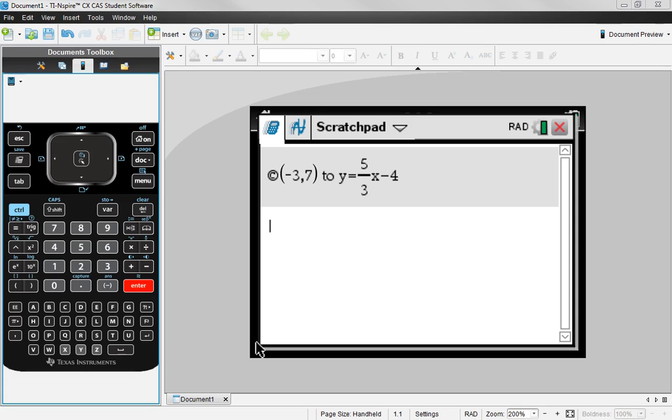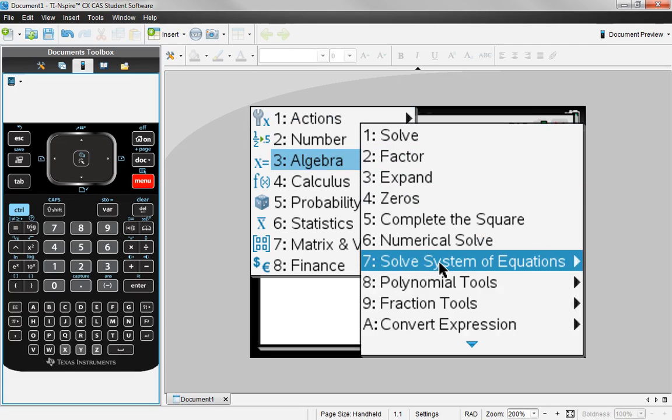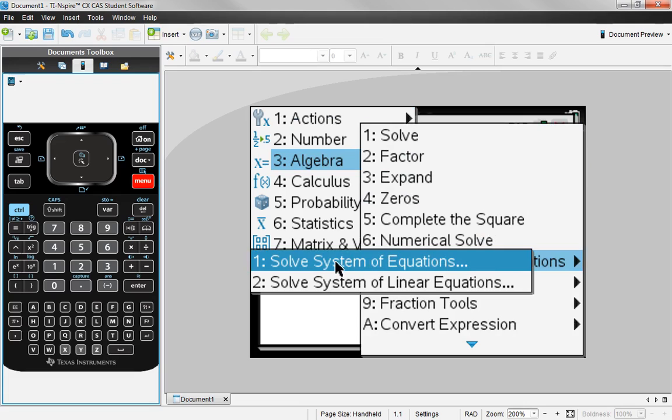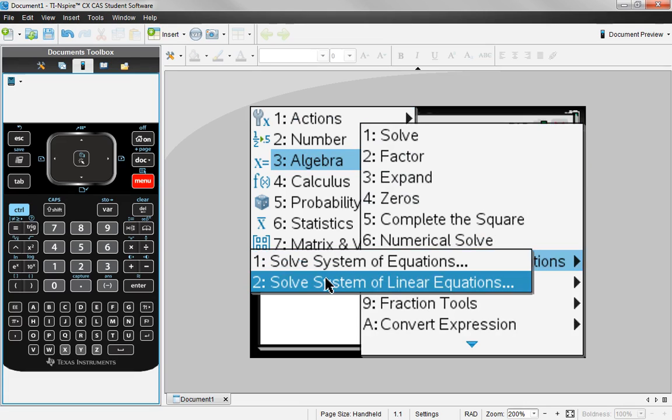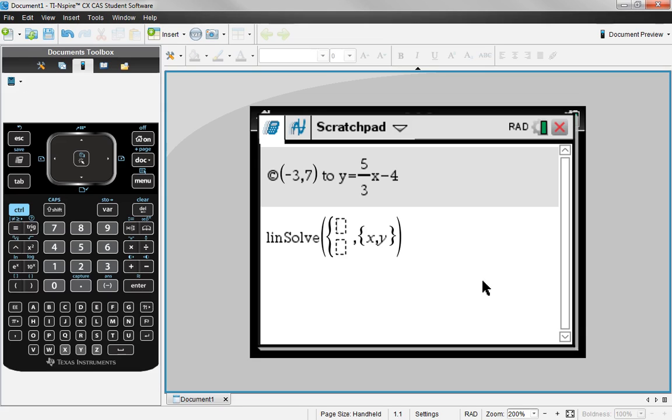So, let's get started. I'm going to need to find the point of intersection of a couple of lines, and to do that, we press Menu, Algebra, Solve System of Equations, and since we're dealing with lines, I can solve systems of linear equations. I follow the on-screen prompts. I'm just dealing with two lines, and the variables x and y are perfectly fine. So, I type my equations here.